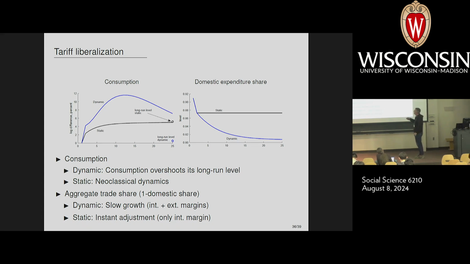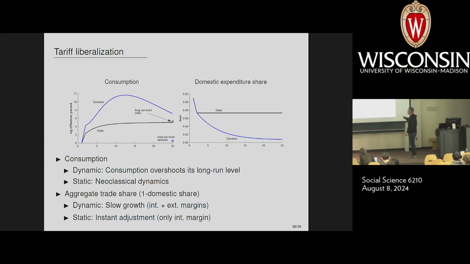And I'll come back to where this comes from in a minute. But you see these are kind of dramatically different sort of looking things. And then here's the expenditure share on domestic goods. So this is like 1 minus the amount of trading, right? So in the static model, this immediately jumps down and is flat. And in the dynamic model, it takes time to kind of move.